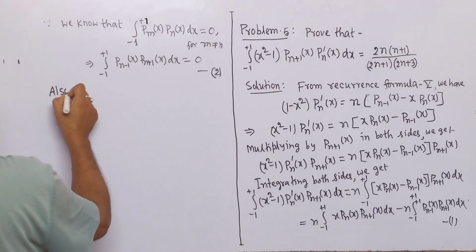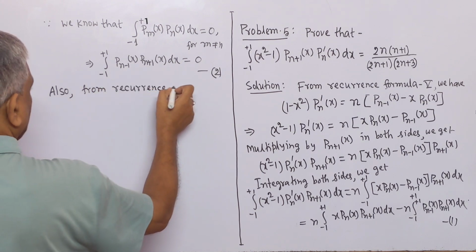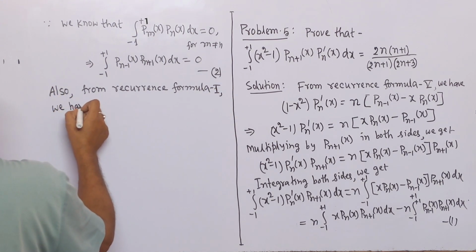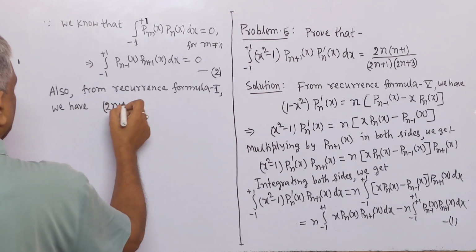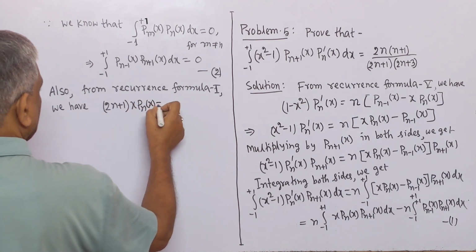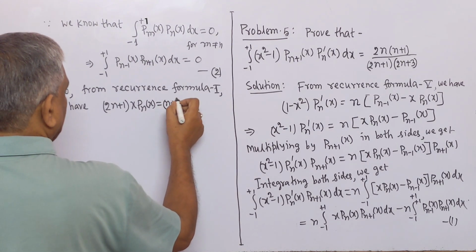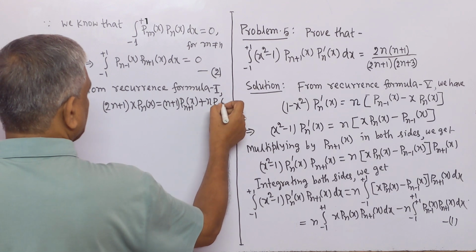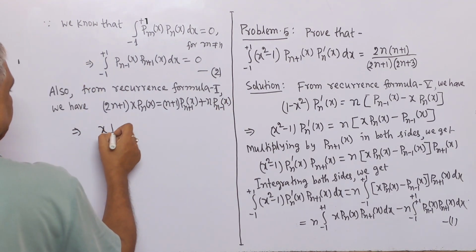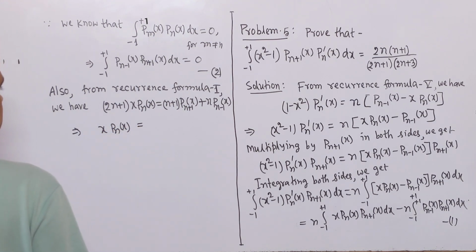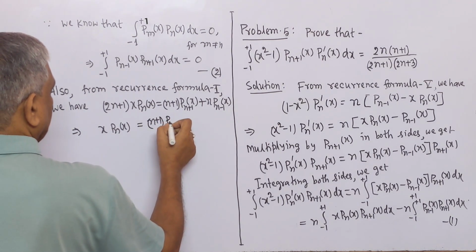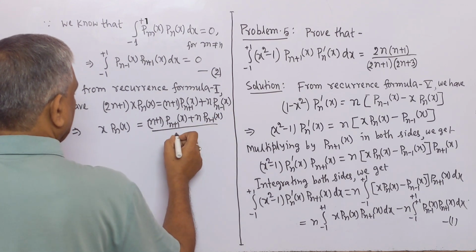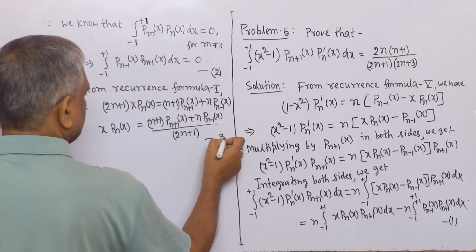Also, from recurrence formula 1, we have (2n plus 1) x Pn(x) equals (n plus 1) Pn plus 1(x) plus n Pn minus 1(x), which implies that x Pn(x) equals [(n plus 1) Pn plus 1(x) plus n Pn minus 1(x)] by (2n plus 1). This is number 3.